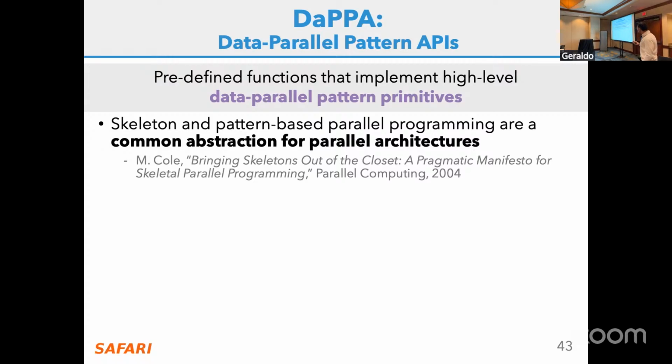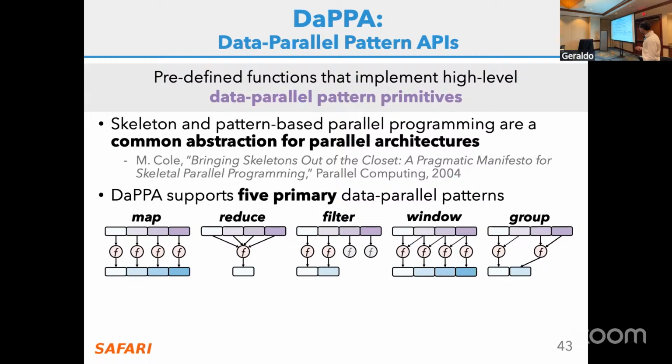So skeleton-based programming is not a new concept. It's actually being used a lot for GPUs, multi-threaded CPUs, and distributed systems. In skeleton-based programming, we use some predefined computing primitives that allow the user to tell the system how those different primitives would change the data during the execution of the application. In Dapa, we have 5 main primitives: map, reduce, filter, window, and group, whereas in SimplePIM we only have 3, right? Map, reduce, and zip.